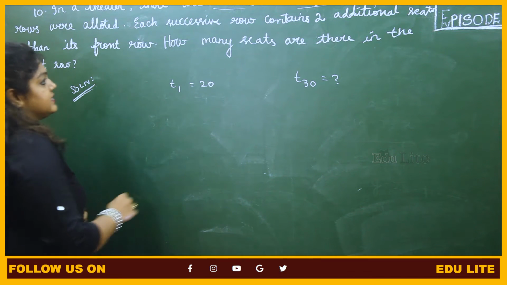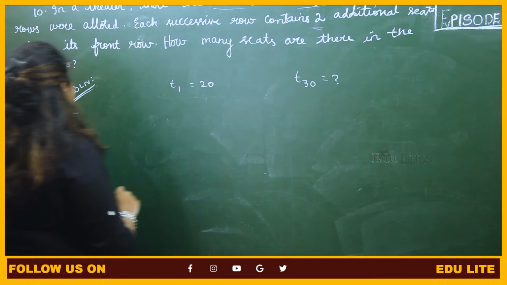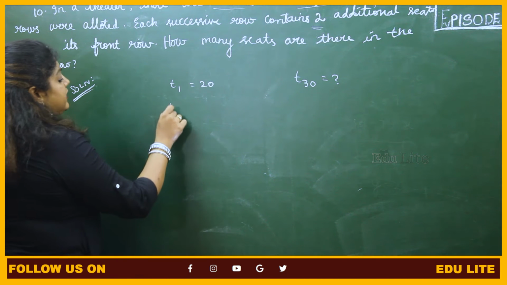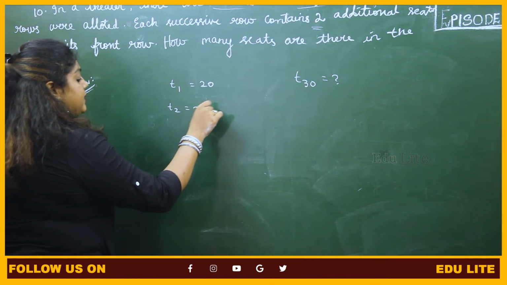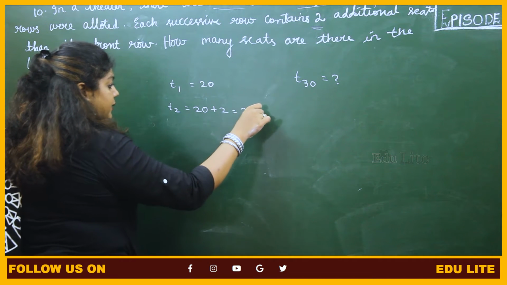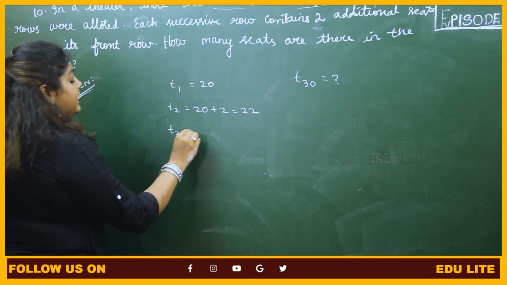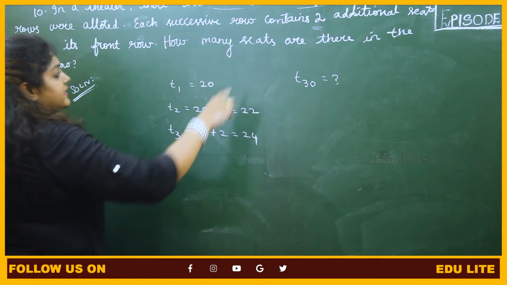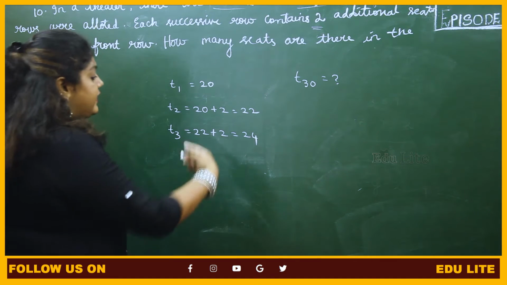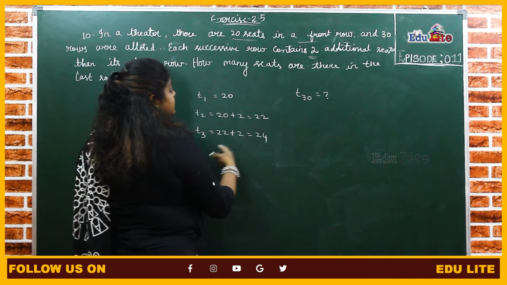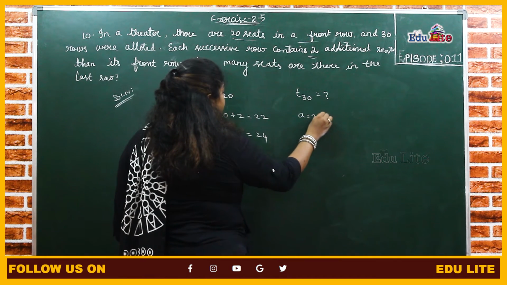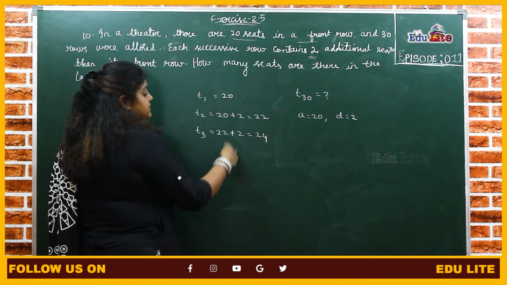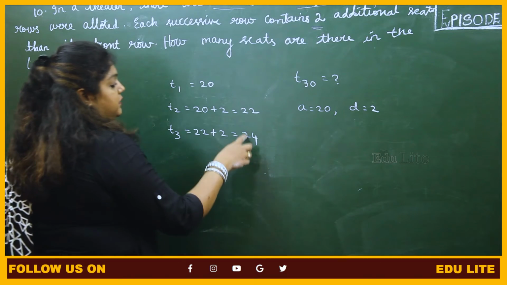Next, it is given that 2 additional seats are added in the next rows. So T2 will be 20 plus 2, which is 22. T3 will be 22 plus 2, which is 24, because in the given question 2 seats were added in the next rows. So we know the value of a is 20 and the value of d is 2, because the common difference between any 2 consecutive numbers is 2.